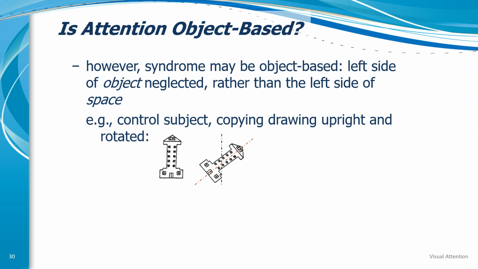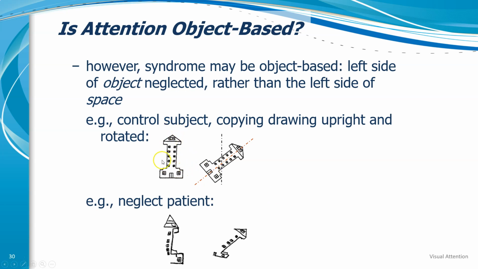So here's an example. These are drawings that people are given, and they're asked to copy them. I guess it's a building, kind of a weird shaped building. This is a neglect patient copying them. So we start with the one here. They copy this. Clearly, they've neglected the left half of space. But when you show them this tilted version of it, are they neglecting the left half of space? No, they're neglecting the left half of the object.